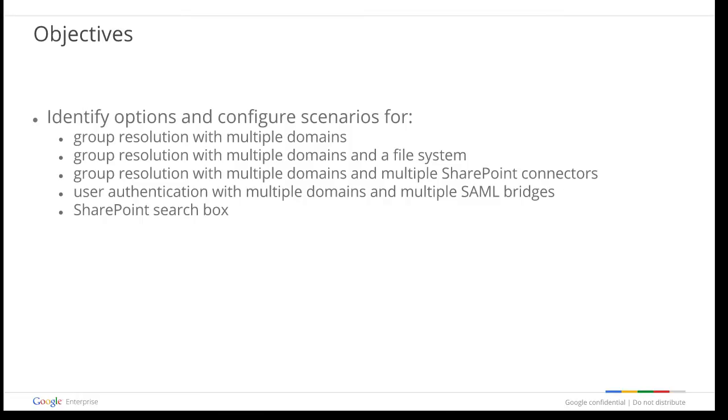So we'll see how we can use multiple AD groups connectors, one for each domain. You may also need to set up multiple file system or SharePoint connectors to crawl content faster. Finally, we'll also discuss the use of multiple SAML bridges for NTLM security and the use of the SharePoint Search web part for running GSA searches within SharePoint.